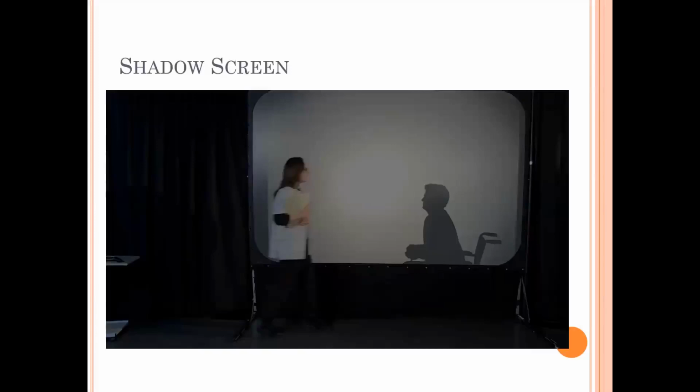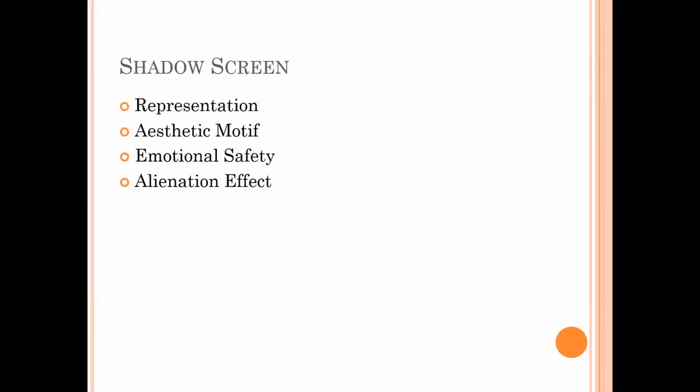The shadow screen benefited our work in a number of ways. The silhouette could represent people of any age. It also provided emotional distance for the performers portraying abusive characters, as well as Brechtian distance for the audience. And it was an aesthetic motif for the dark and the light states often found in a long-term care facility.